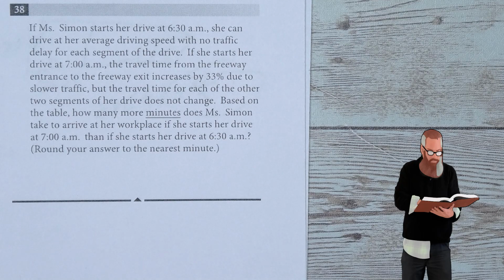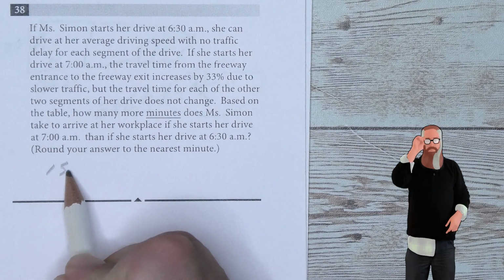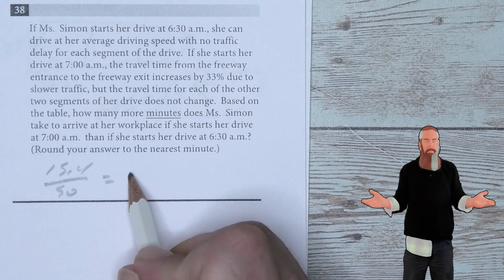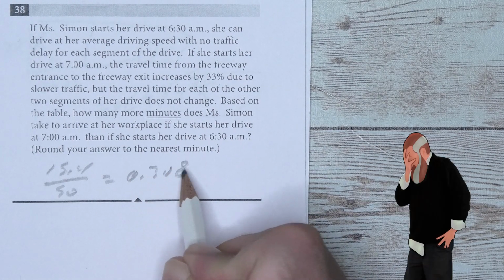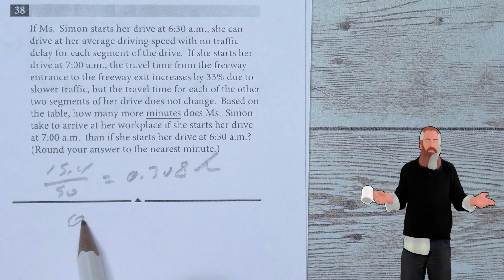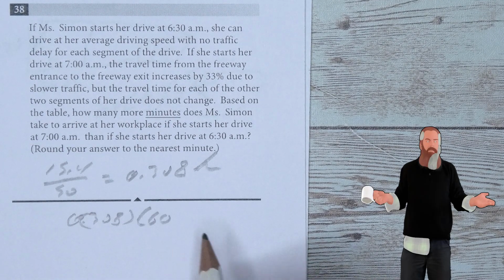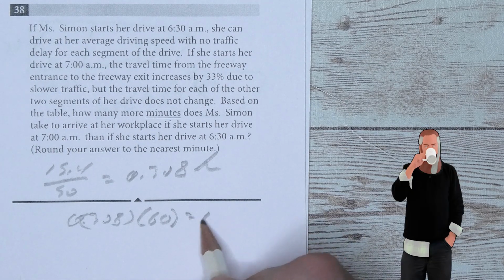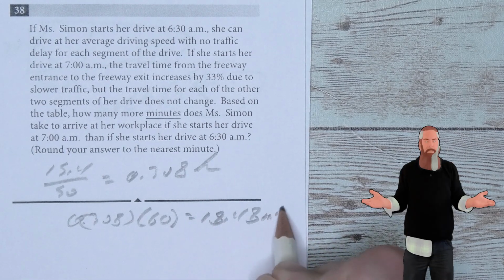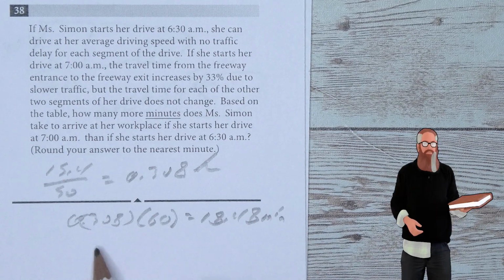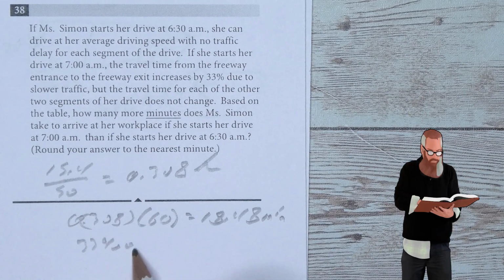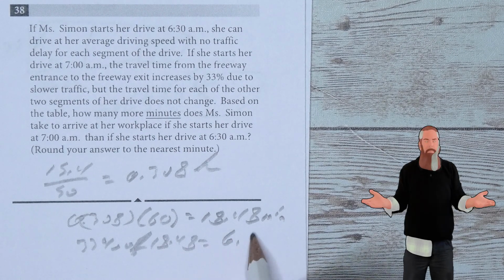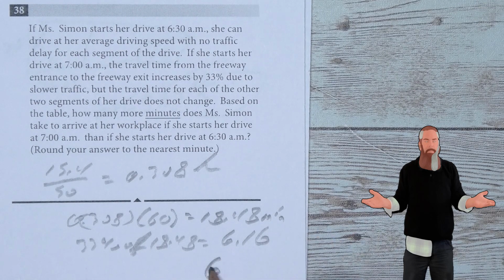So we're really talking about a change that occurs in the second segment, which is 15.4 miles in 50 minutes, which means that we're talking 0.308 hours. Now this 0.308 hours times 60 minutes would give us 18.48 minutes. So 33% of 18.48 would be equal to 6.16 minutes, or 6 minutes.